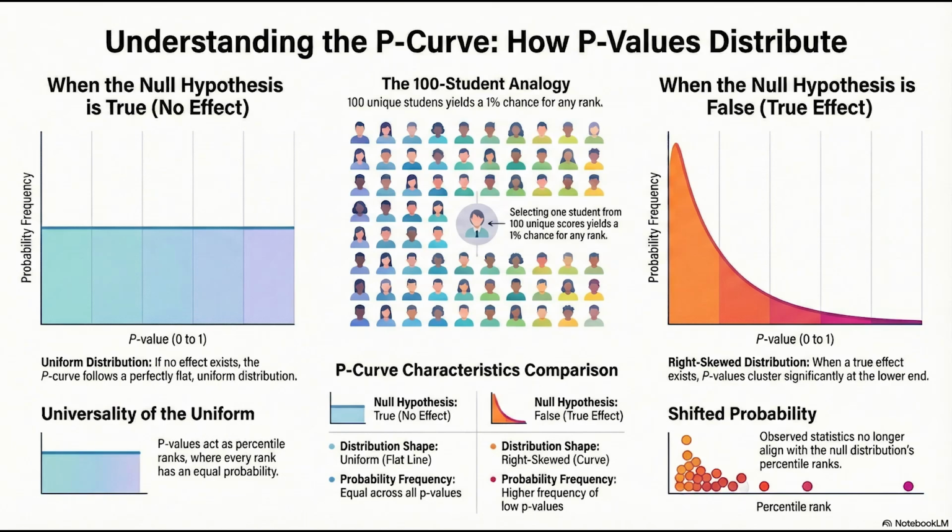The p-curve describes the probability distribution of p-values when a study is hypothetically repeated many times. It may be surprising to some that, if the null hypothesis is true, the p-curve follows a uniform distribution. To understand this, we first need to understand the universality of the uniform theorem.